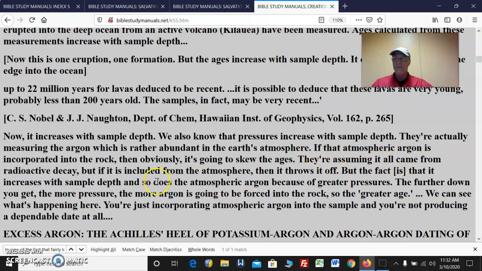They're assuming it all came from radioactive decay. Big assumption. But if it is included from the atmosphere, then it throws it off. But the fact is that it increases with sample depth. And so does the atmospheric argon because of greater pressures. The further down you get, the more pressure, the more argon is going to be forced into the rock, so the greater age. It's nothing to do with age, it has to do with the sample depth. We can see what's happening here. You're just incorporating atmospheric argon into the sample, and you're not producing a dependable date at all.